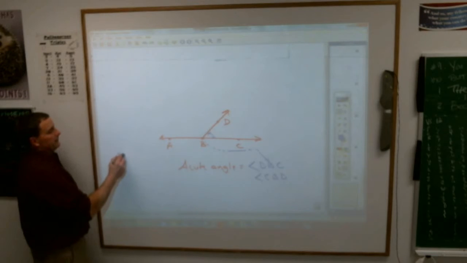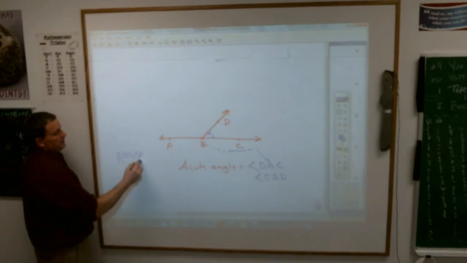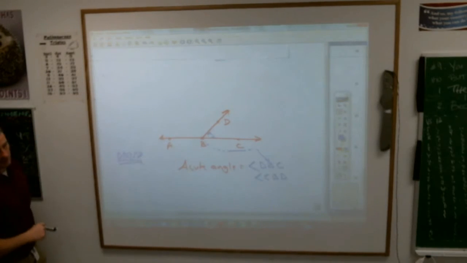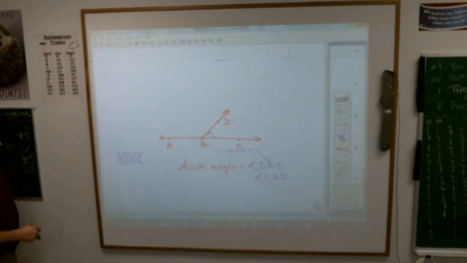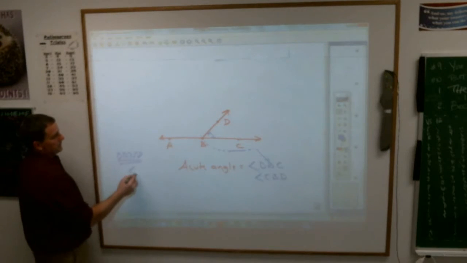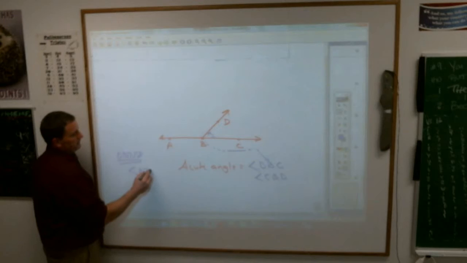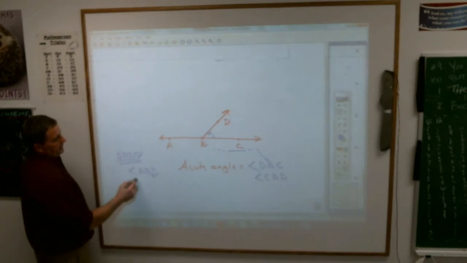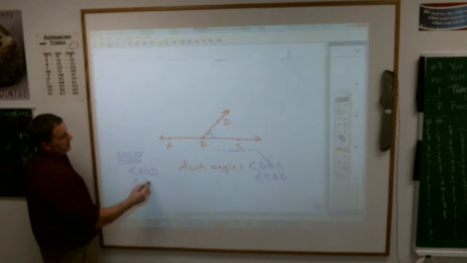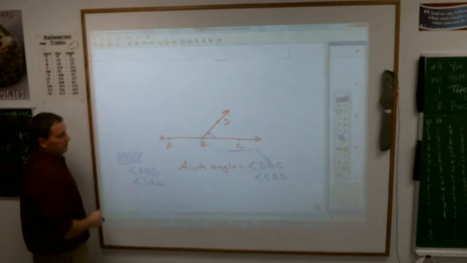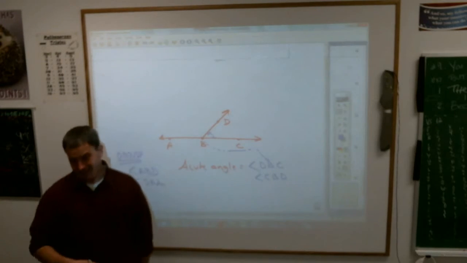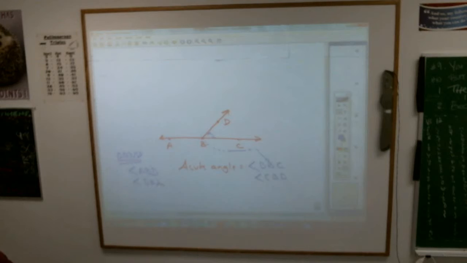An obtuse angle, if you're telling me an obtuse angle, what would the obtuse angle be? Isabel? Angle A, B, D, or you could name it angle D, B, A. Either one is acceptable. When I read the answer, I might read them both, or I might read one, but you certainly should be able to figure that out.